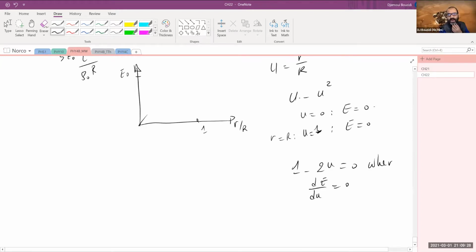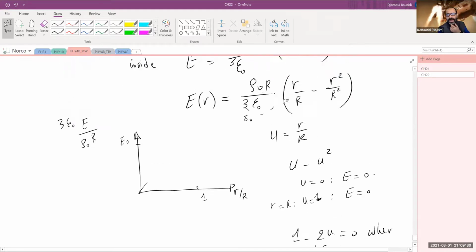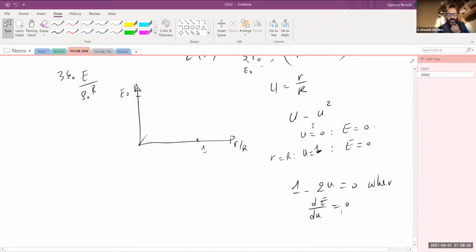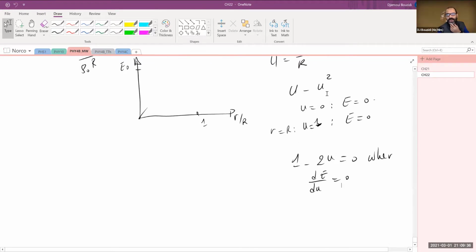I took the derivative in here quickly because the other parameters are just constant, so I'm left with this dependency with respect to u. So 1 minus 2u equals 0. That means that u is equal to 1/2, or r is equal to big R over 2. So midway somewhere, the electric field is either a maximum or a minimum.